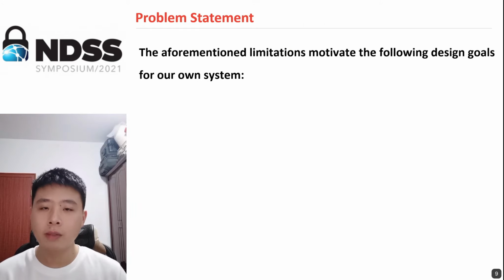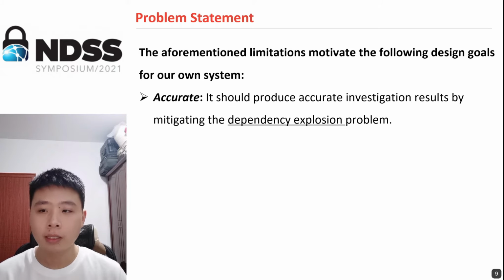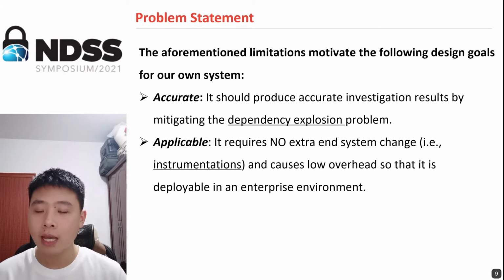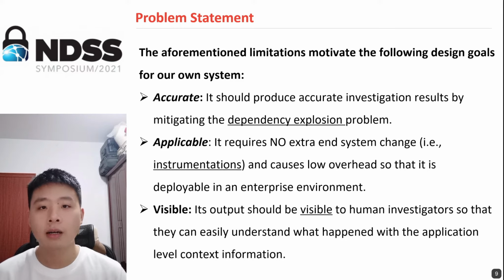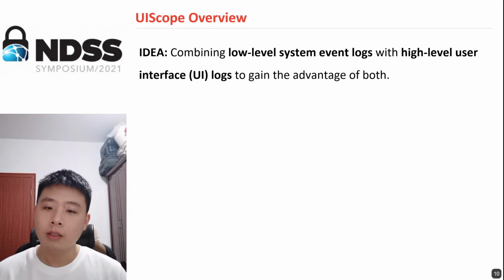The above three limitations motivate the following design goals for our system. First, accurate. It should produce accurate investigation results by mitigating the dependency explosion problem. Second, applicable. It requires no actual system change like instrumentation and causes low overhead so that it can be deployed in the enterprise environment. Third, visible. The output should be visible to human investigators so that they can easily understand what happened with the application context information. Then we built our system, UIScope.